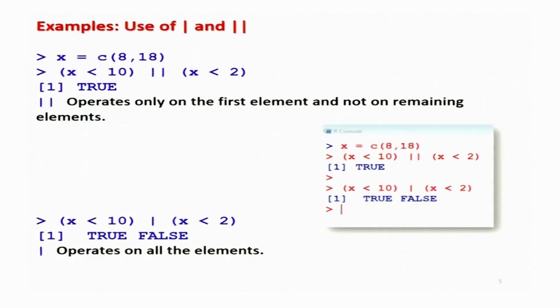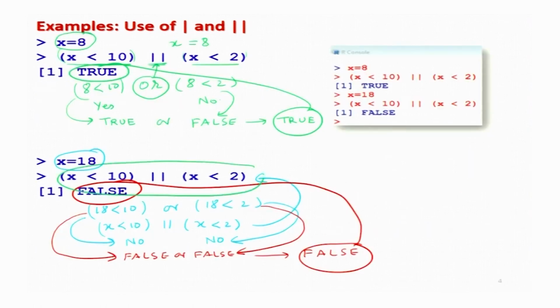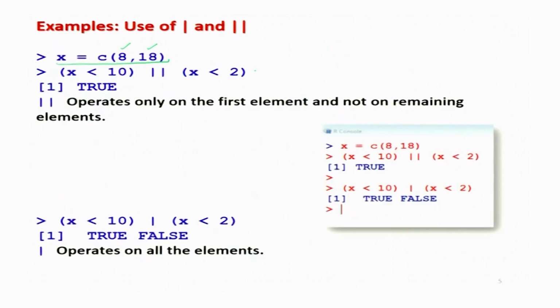Right. So, now let me take one more example and show you what happens when you use one symbol and two symbols for this OR operator. So, now I take two values, x equal to 8 and x equal to 18, and I put them inside a data vector, and I use the same condition, that x is less than 10 or x is less than 2. The same condition I implement here. What do you want and what do you expect?